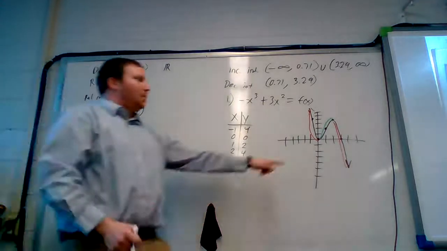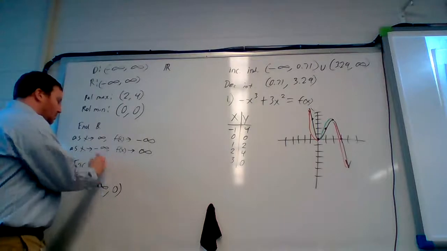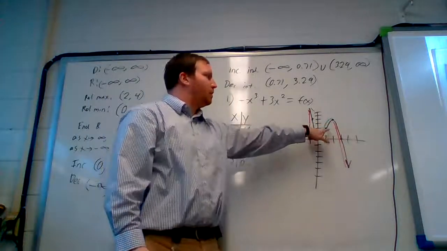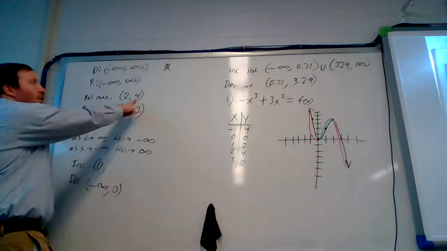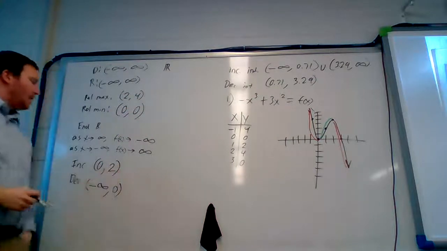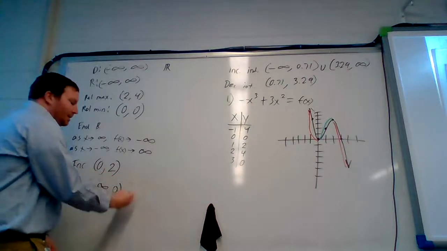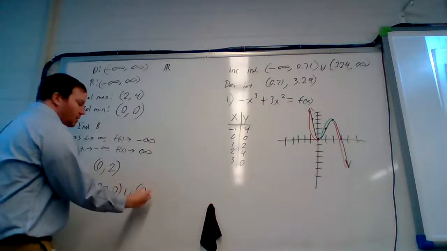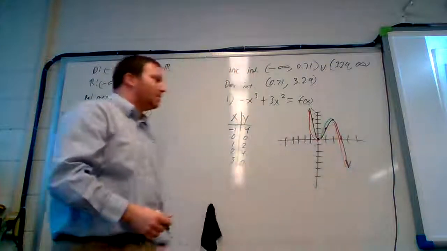At which point we start increasing. So from 0 to, where's our maximum value? So 4 is on the y, but we're talking about our x value, so 2. So we increase from 0 to 2, and then we start decreasing again. So in union with, from 2, here's where we go to infinity, right? All those x values to the right are decreasing.